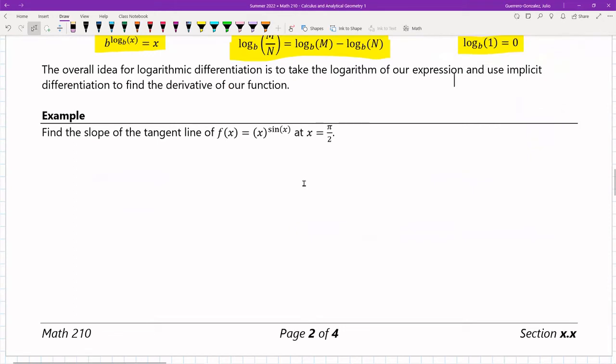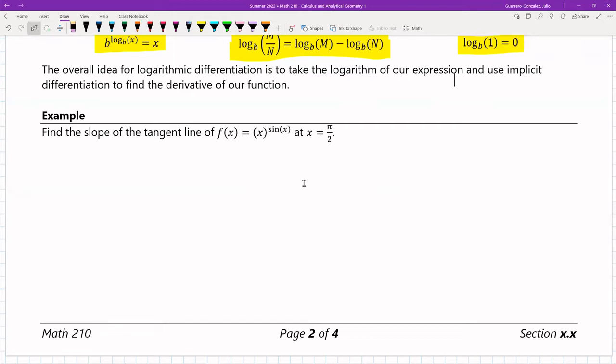Find the slope of the tangent line of f of x equal x to the sine x. Notice how we have a variable, and that variable is in the exponent under another function. At the moment, any of the rules that we have used make this absolutely horrible. We won't be able to take the derivative of this, so we're going to need some form of logarithmic differentiation to actually find the derivative for it. And this is one of the very first times that we're going to use logarithmic differentiation and implicit differentiation to get our answer.